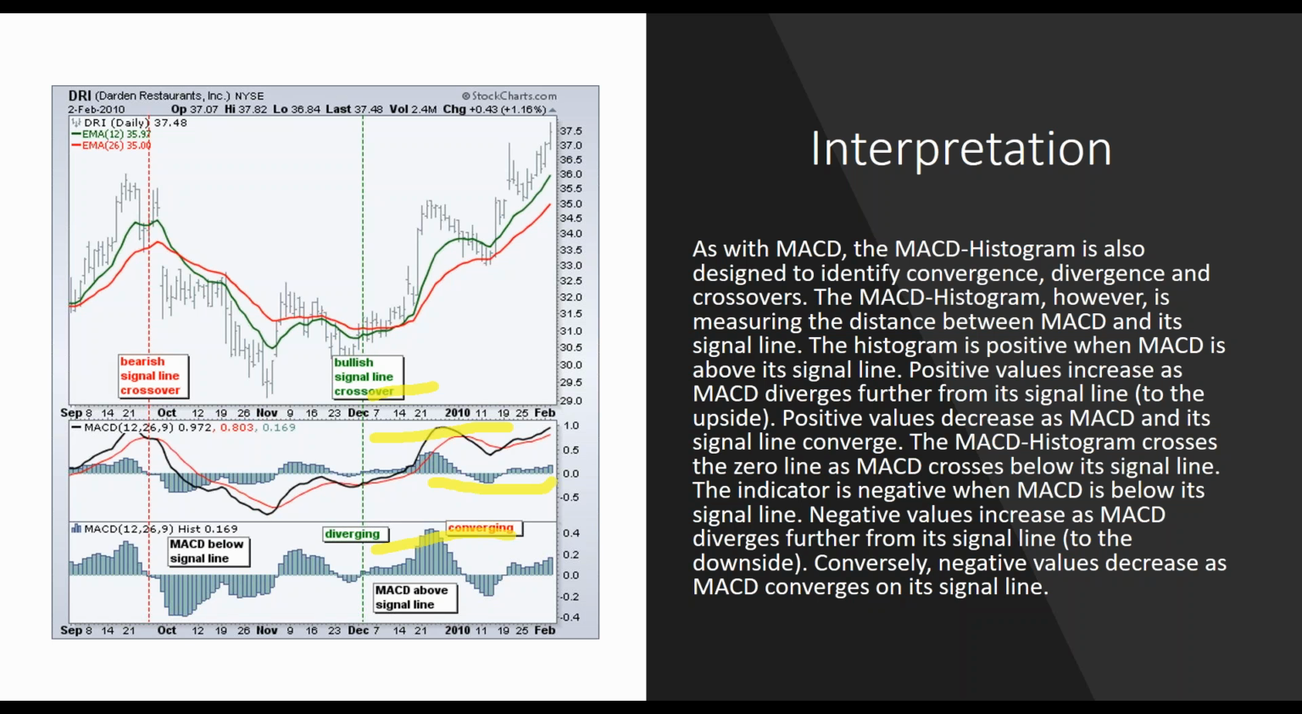So actually all it's doing is plotting the difference between the signal line and the MACD line to give you the difference. When it's above, it's converging. I'm sorry, when it's above, it's diverging. When it's below, it's converging. Okay. And therefore, you can actually see everything that you saw in all of these derivatives simply in the histogram.